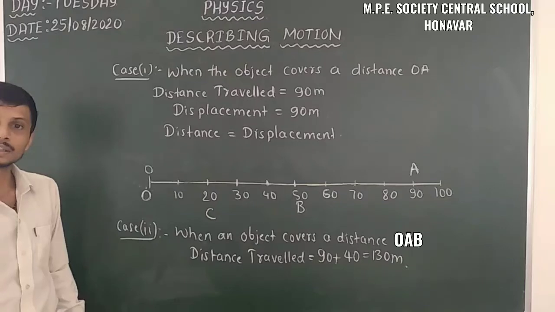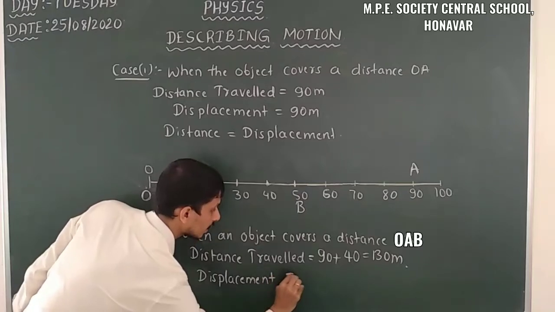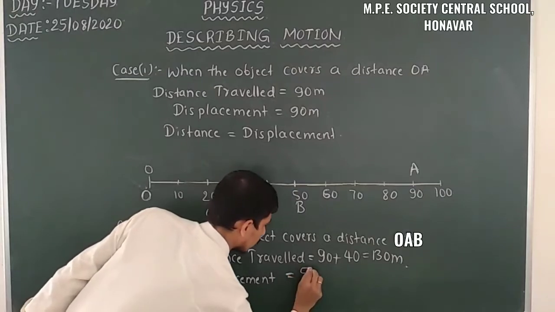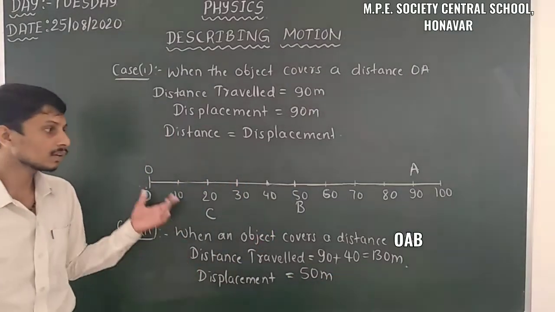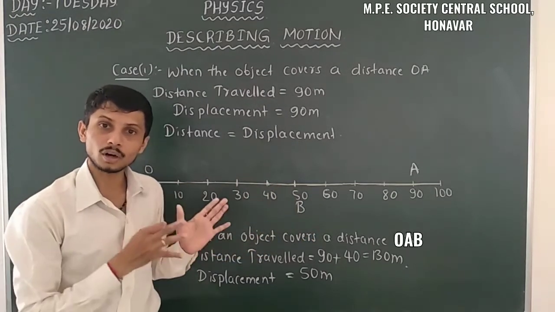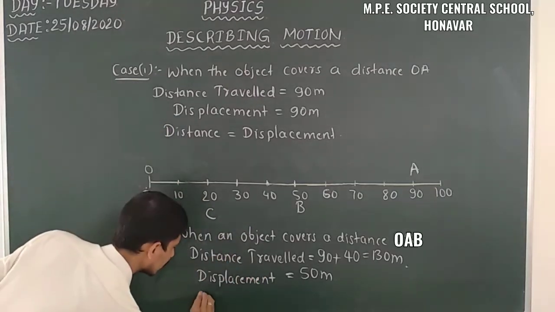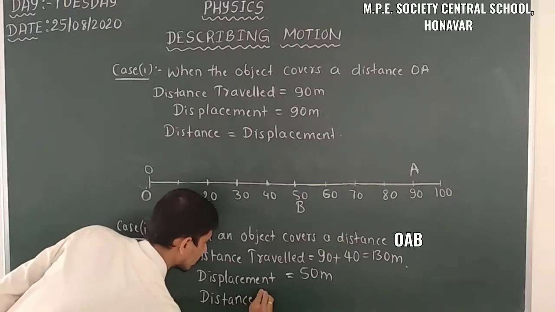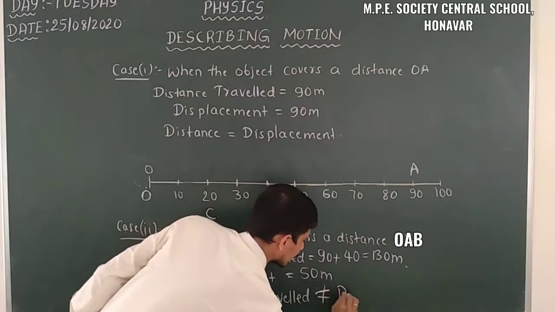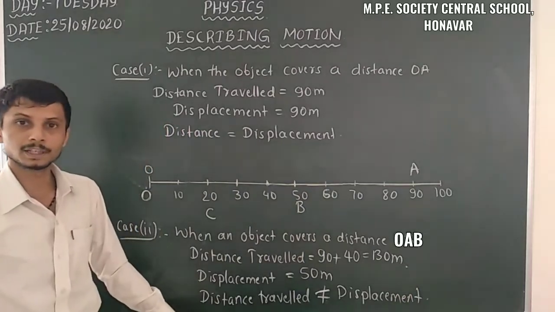Then what about displacement? When we are taking the displacement, we take the shortest distance between initial and final position. Here the initial position is this and the final is 50 meters. When the object changes its direction, we have to take the shortest distance between initial and final position. Here, the distance traveled is not equal to displacement.